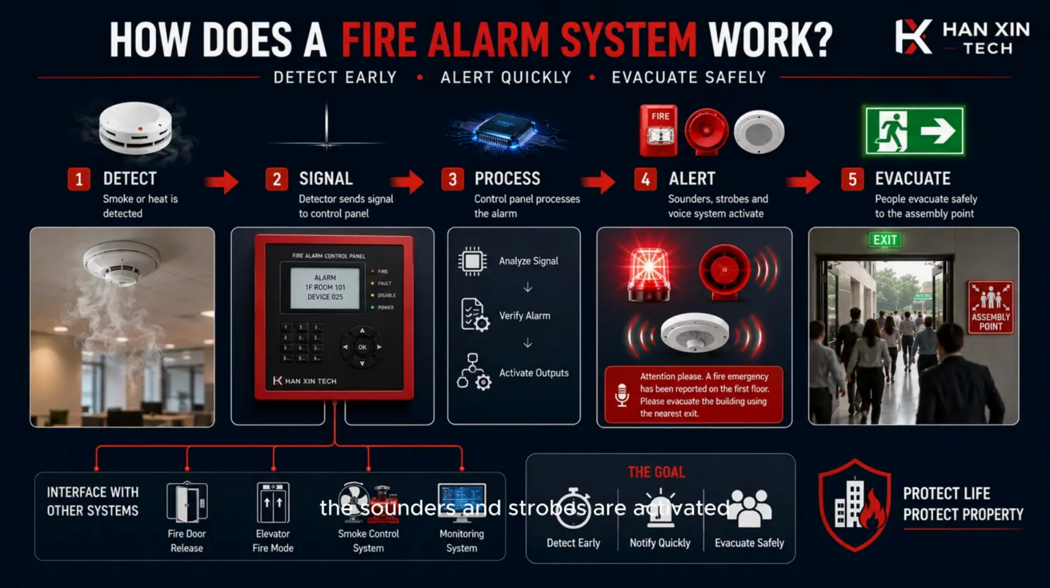The sounders and strobes are activated. The fire alarm signal may also be sent to a monitoring system. At the same time, other systems may be activated according to the approved cause and effect matrix. For example, fire doors may release, the elevator may enter its required fire mode, and the voice evacuation system may announce an emergency message. Finally, people inside the building are instructed to evacuate using the designated emergency exits.